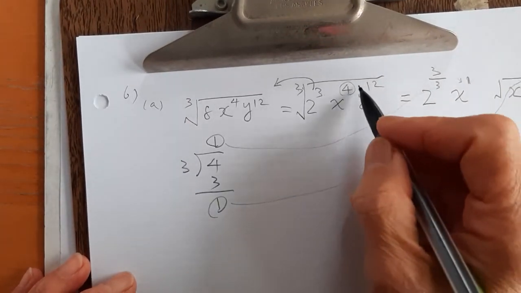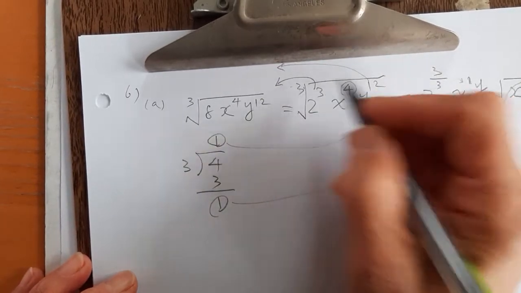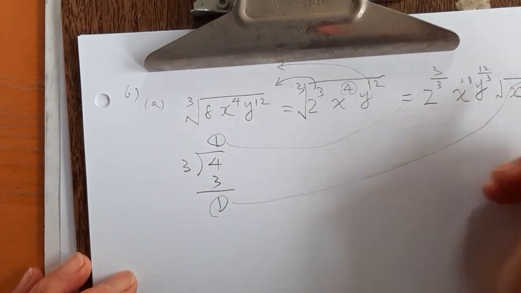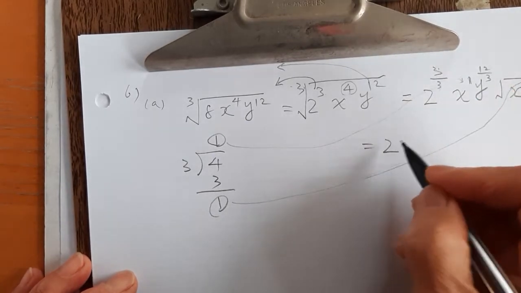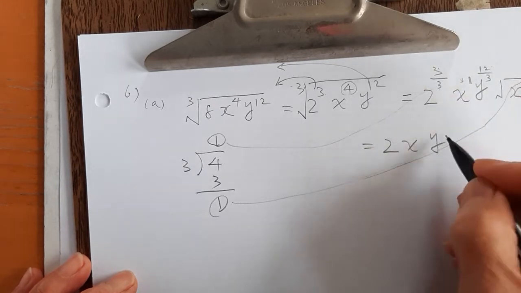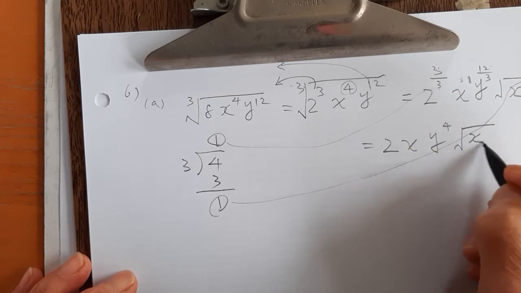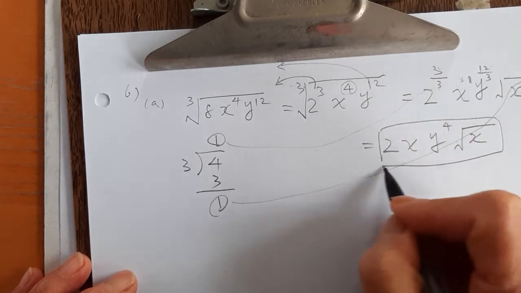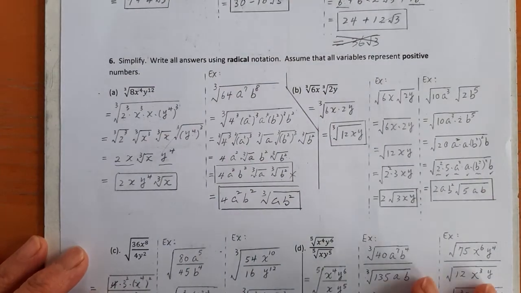And y can go out because y to the power 12 over 3 goes out of the radical. So equals 2, 3 over 3 is 1, x to the power 1, y to the power 12 over 3, it's 4. And the cubic root of x to the power 1, it's x. That's a quick way to do. And 6b.